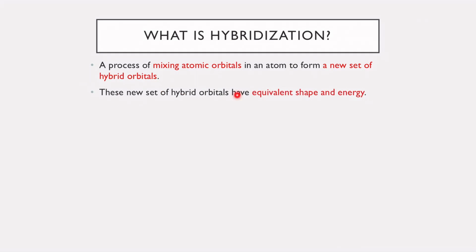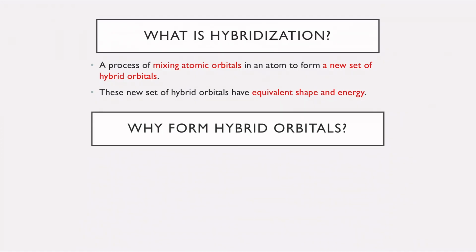What is special about them? New set of hybrid orbitals have equivalent shape and energy. Okay? So, but why? Why do we need to form hybrid orbitals?